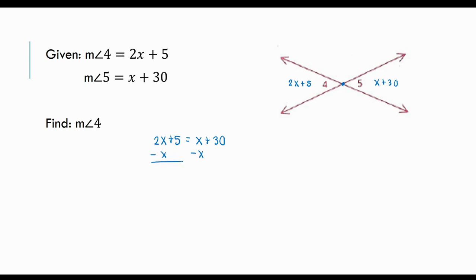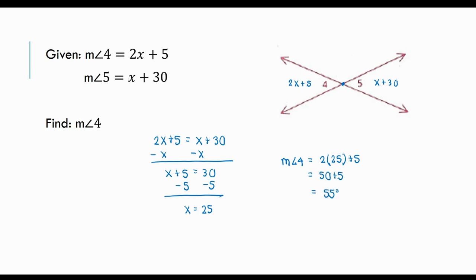So I'm going to subtract the x. I'm going to subtract the 5, and I get x to be 25. Once again, that's not my final answer. I need to find the measure of angle 4. So I'm going to substitute that back in. So 2 times 25 plus 5. Well, 2 times 25 is 50, and when I add 5, we'll have a 55-degree angle.